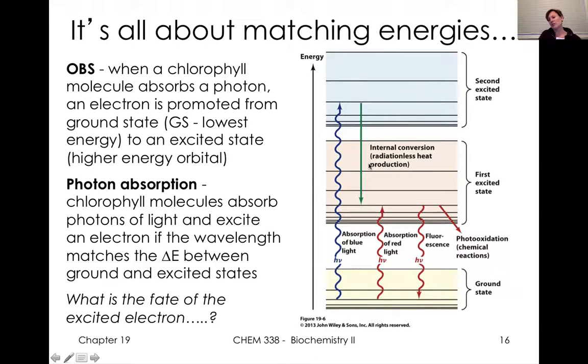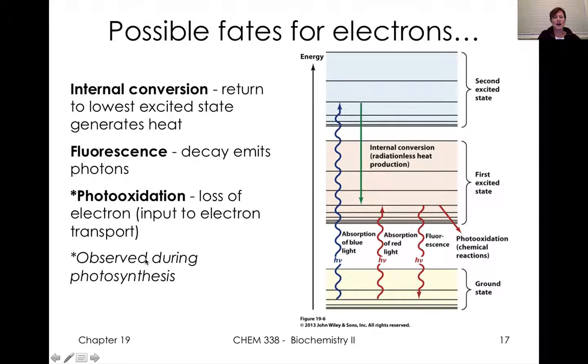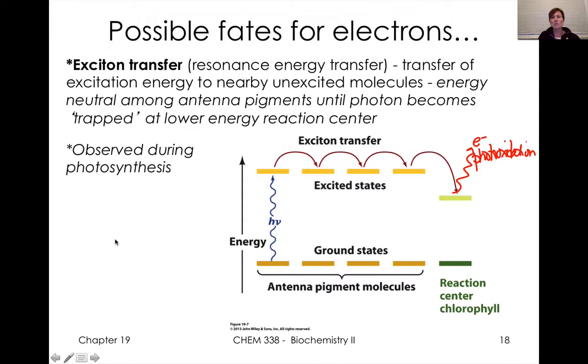You can have what we call internal conversion, you can have fluorescence, you can have photooxidation reactions, but the two that we'll talk about are photooxidation, which has to do with the loss of electrons, and then what we call exciton transfer or resonance energy transfer. So again, we'll talk about what some of these other processes are, but the two main ones that we'll talk about are exciton transfer and then photooxidation.